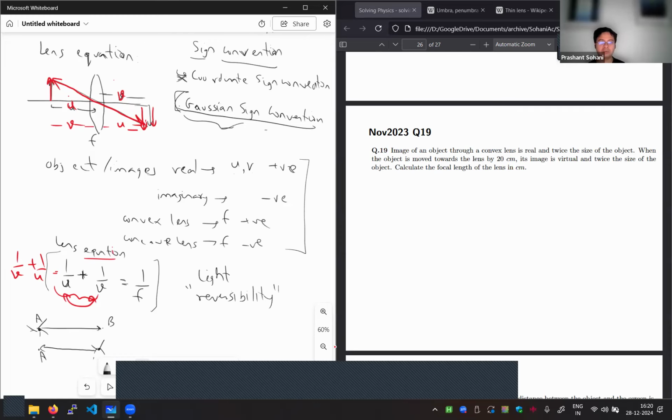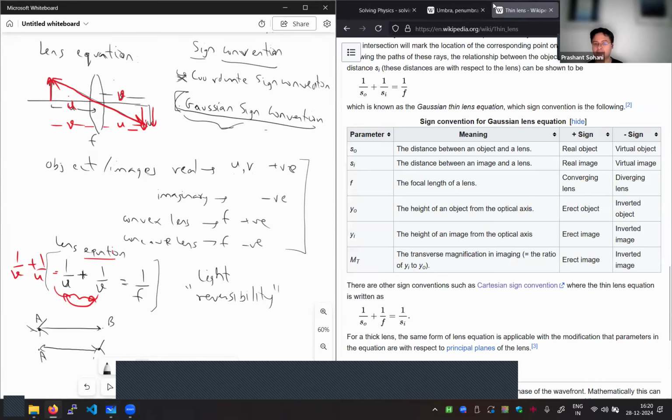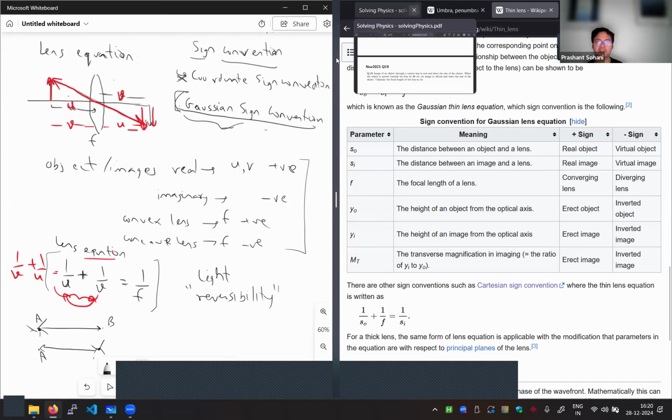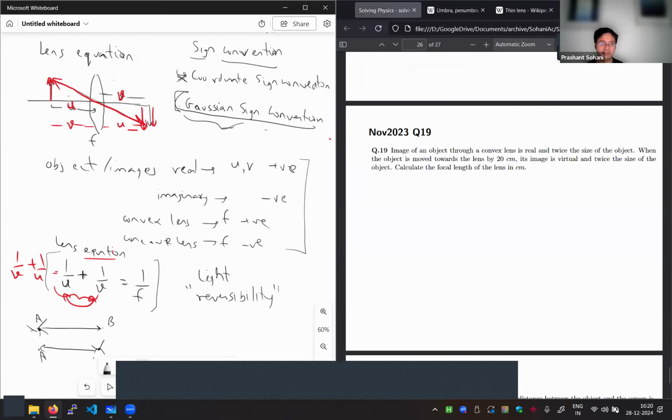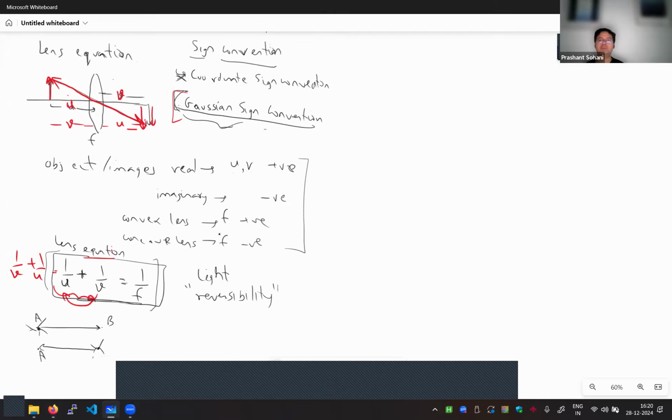The other equation does not have this nice property. Like if I look at the Cartesian formula, it does not have the same property: here SO and SI, you cannot flip them. If you flip them, the equation will become invalid. So that is why this equation has this very nice property. Okay, so this is the Gaussian sign convention, and as we solve this problem, you'll see how we apply it. But the formula is just this: 1 upon u plus 1 upon v is equal to 1 upon f.